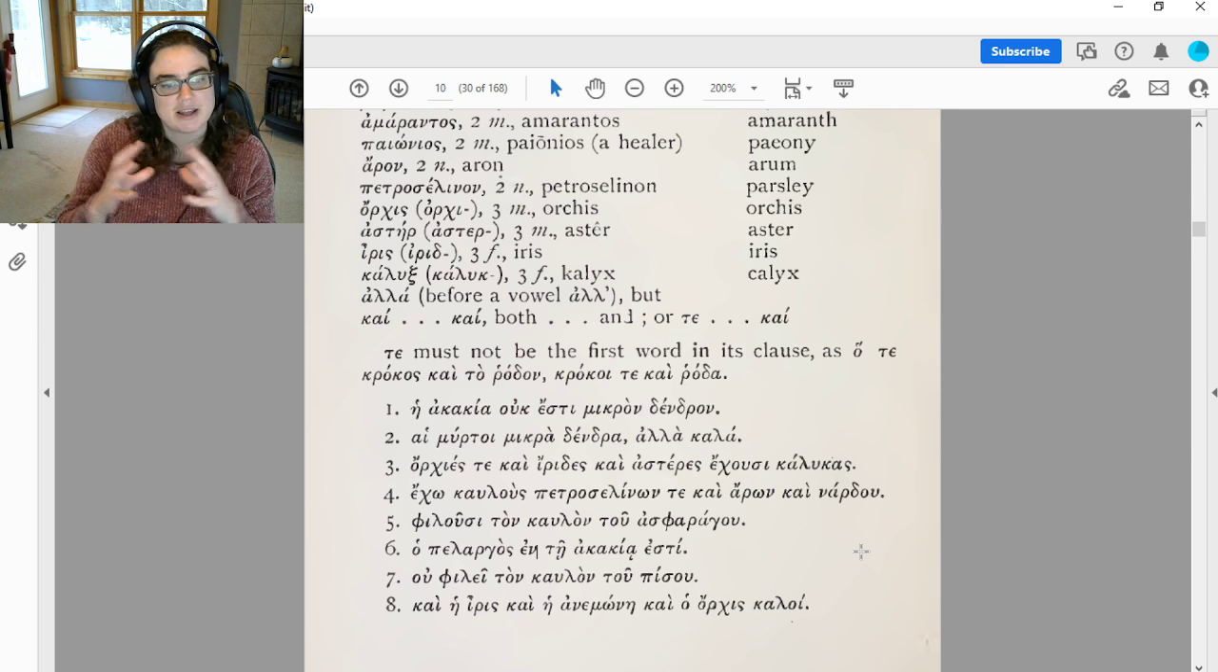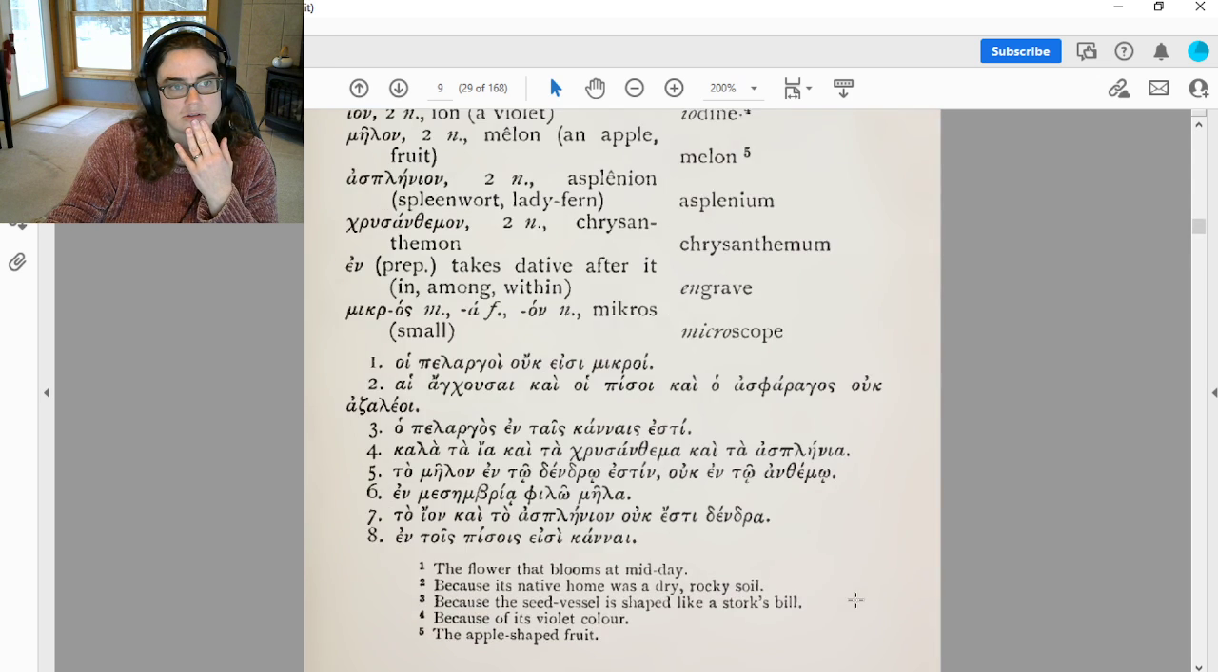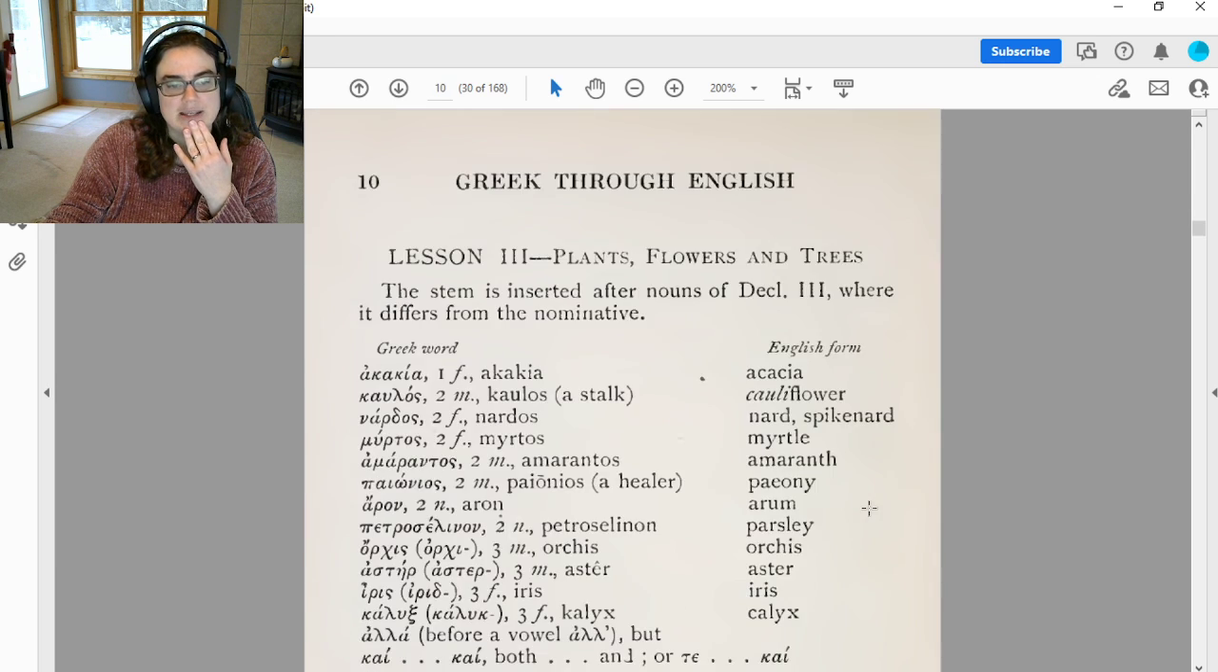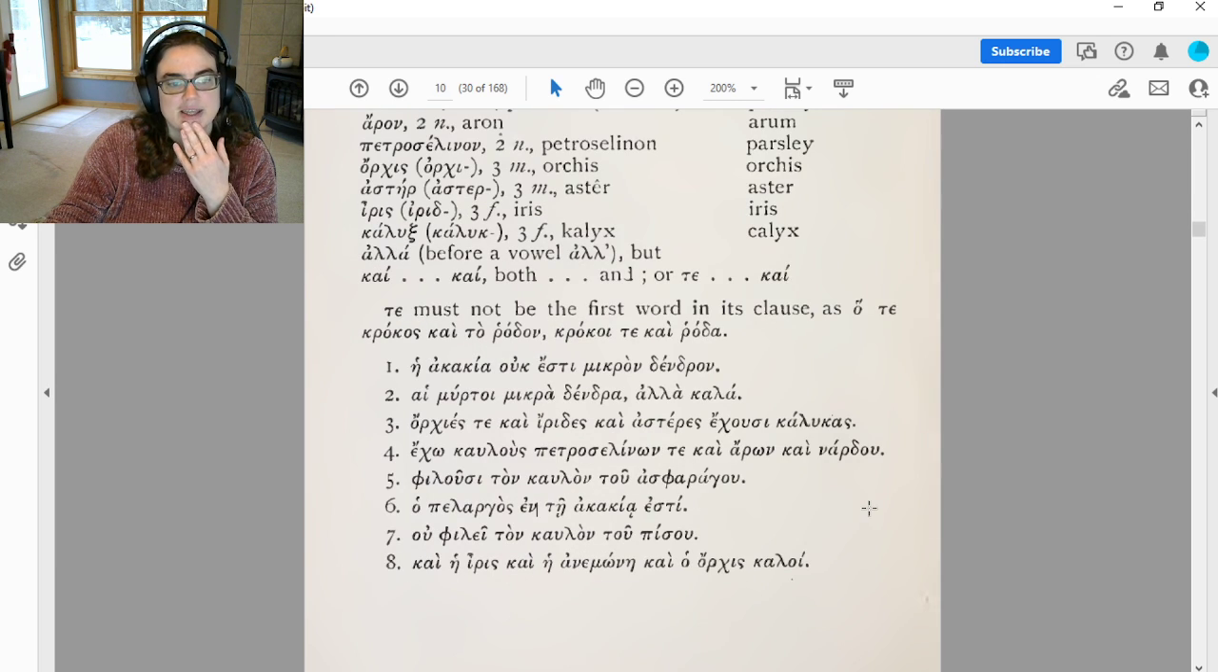Right. He doesn't love the stalk of the pisos. What was pisos? Pisos? Pea is. He doesn't like the pea stalk. Green beans, I guess. Kai heiris, kai anemone, kai ho orchis kaloi. So again, we've got three ands for three subjects.